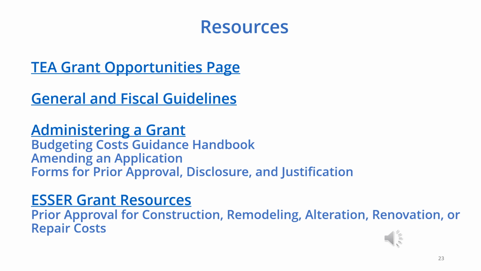The next link is where you will find the Budgeting Cost Guidance Handbook. The Budgeting Cost Guidance Handbook is useful for definitions of the class object codes. What is considered professional and contracted services, or capital outlay? There's also information on costs that do not require specific approval here. TEA's justification forms that may be used to document activities on the other operating cost schedule are also accessible through this link. Finally, there's a link to ESSER grant resources, including the forms for obtaining prior approval of construction and renovation costs.